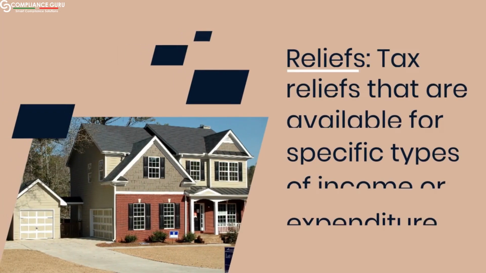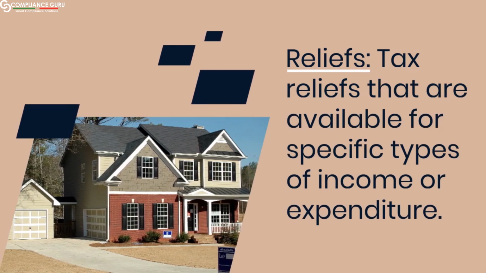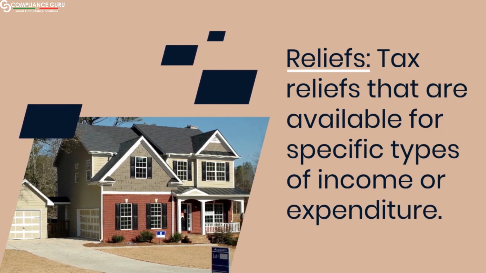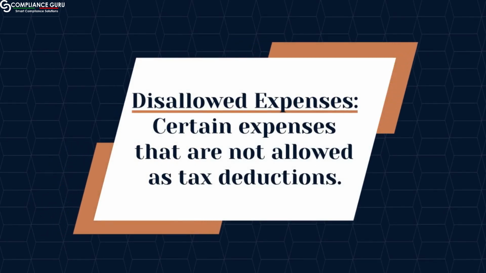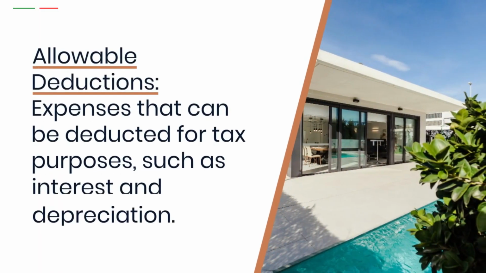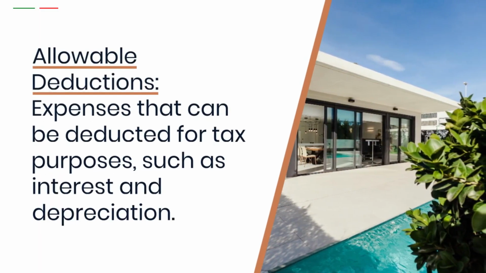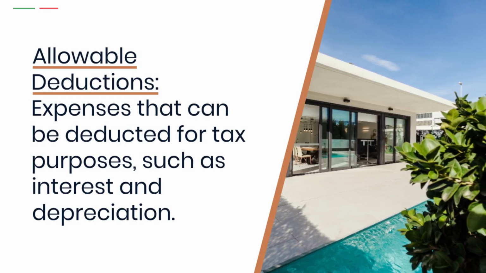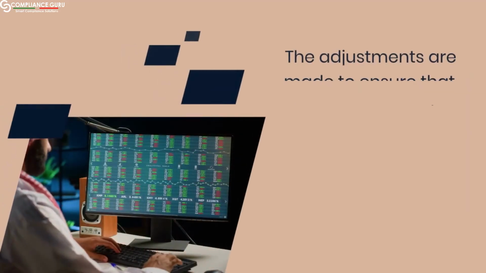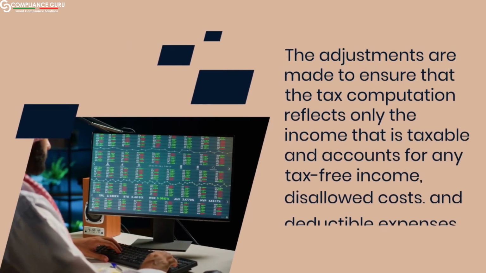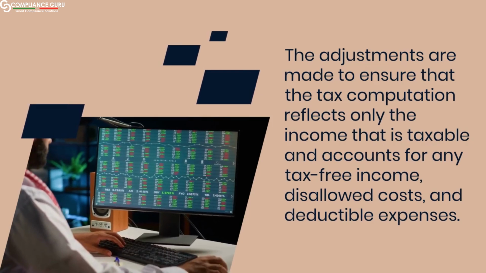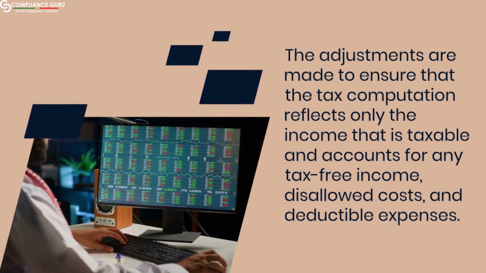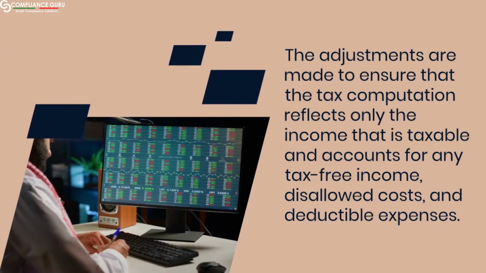Reliefs, tax reliefs that are available for specific types of income or expenditure. Disallowed expenses, certain expenses that are not allowed as tax deductions. Allowable deductions, expenses that can be deducted for tax purposes, such as interest and depreciation. The adjustments are made to ensure that the tax computation reflects only the income that is taxable and accounts for any tax-free income, disallowed costs, and deductible expenses.